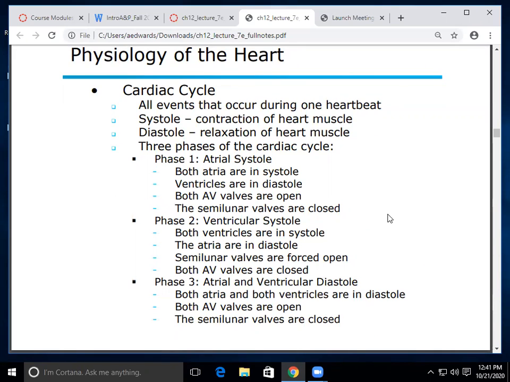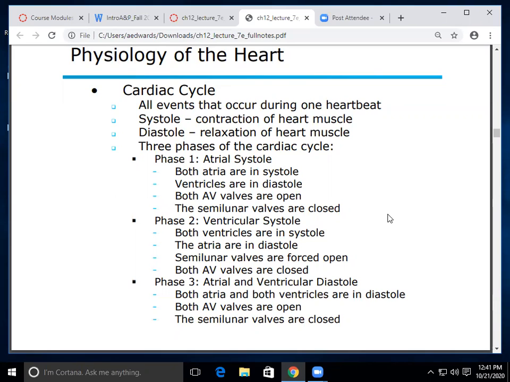All right, in phase two, you have ventricular systole. Now the ventricles, both of them, are in systole, they're both contracting. Now the atria are in diastole, they're relaxed. This contraction of the ventricles is going to open the semilunar valves, and it's going to close the AV valves.